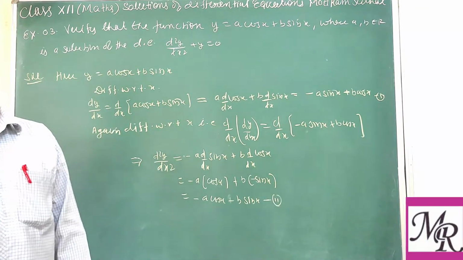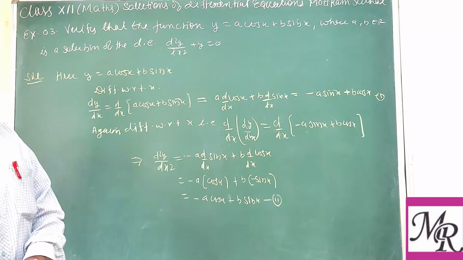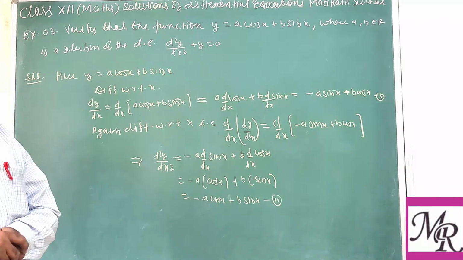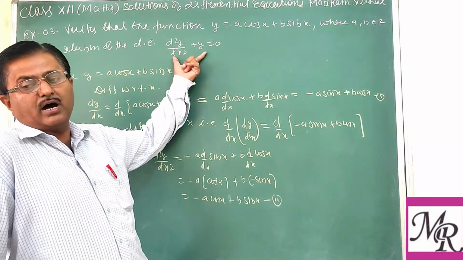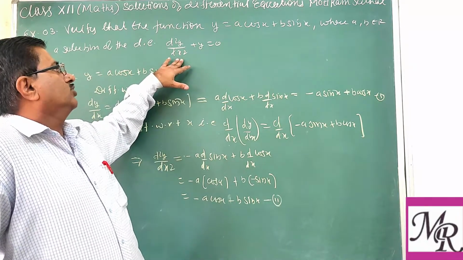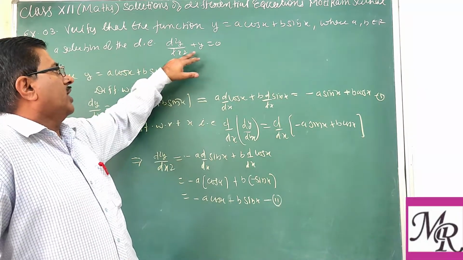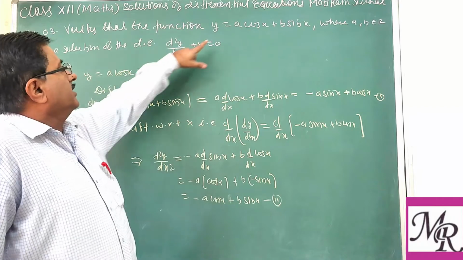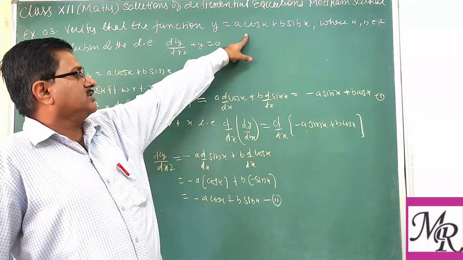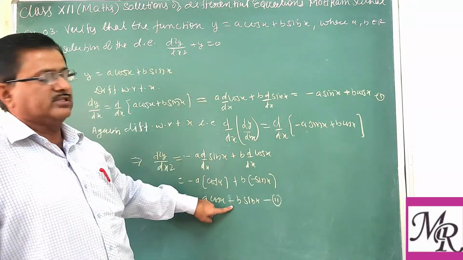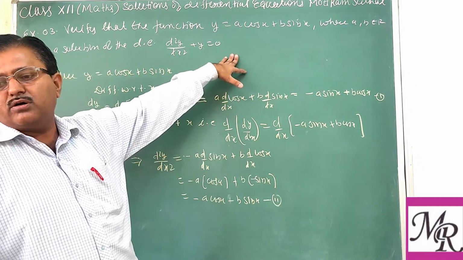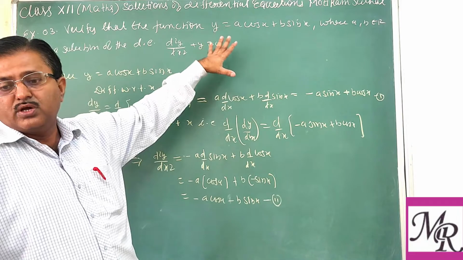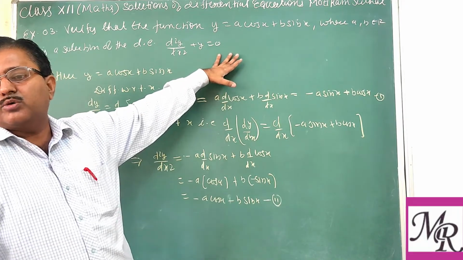Now there are two methods for proving or verifying that this is a solution. Either you can, as we have seen in the first example, put the values for y and d square y by dx square. y is already given, that is a cos x plus b sin x, and the second derivative is this. Both values you put in the left hand side, so left hand side equals right hand side, and hence proved. Now sometimes we can also prove it directly.